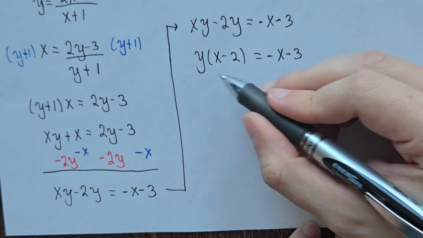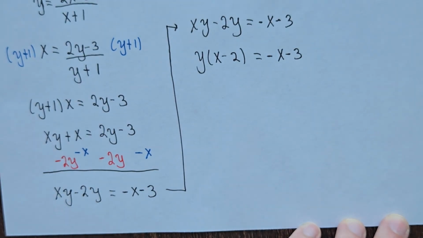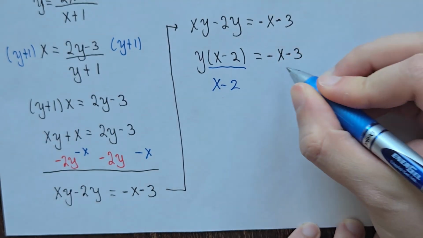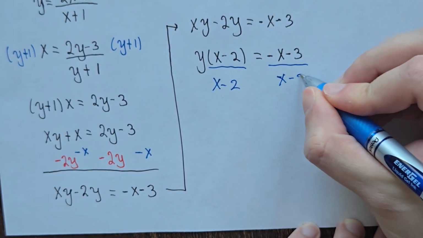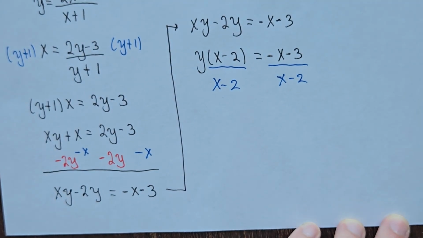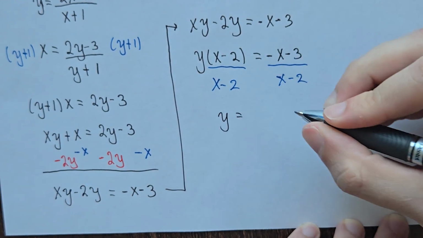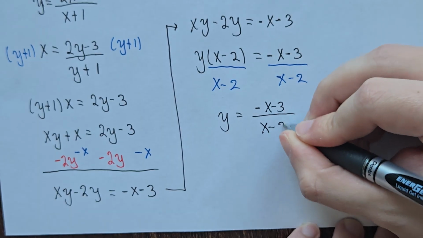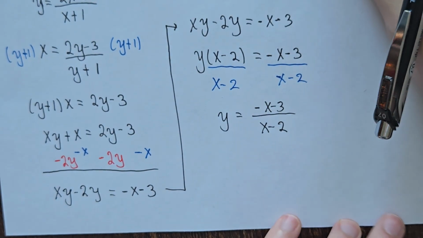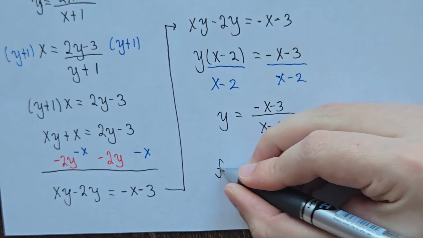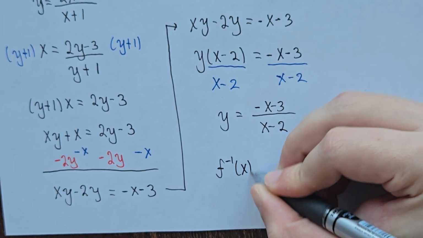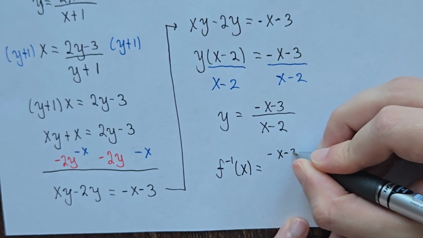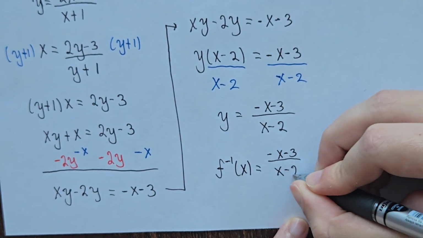Now, notice we can just divide both sides by x minus 2, and then that would get us y alone. So I'll go ahead and divide by x minus 2, divide by x minus 2, and what I would be left with is y is equal to negative x minus 3 all over x minus 2. That's all the algebra out of the way, because y is isolated, so we can replace that y with an f inverse of x, and then we can say that that inverse function is going to look like this right here.